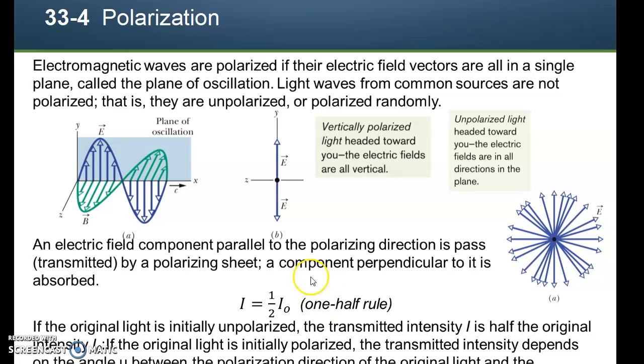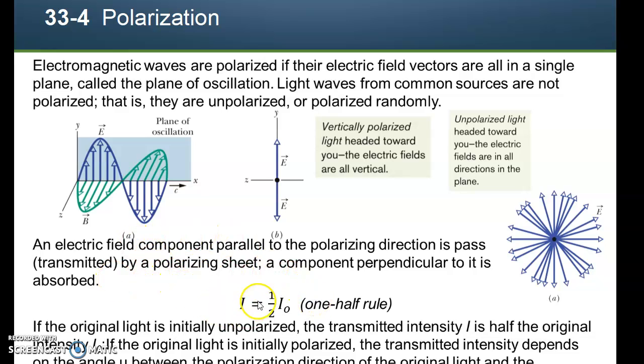So here what you have is vertically polarized light headed towards you. Okay, with unpolarized light headed towards you, the electric fields are pointed in all the directions in the plane. An electric field component parallel to the polarizing direction is passed or transmitted by a polarizing sheet. A component perpendicular to it is absorbed. Okay, that's the 1/2 rule.